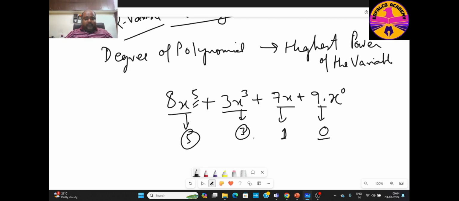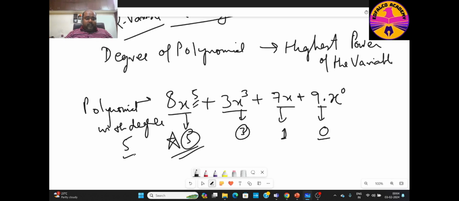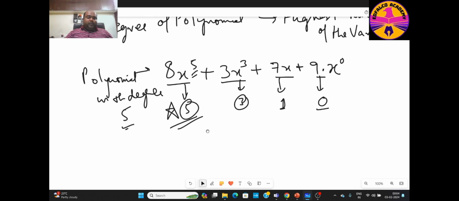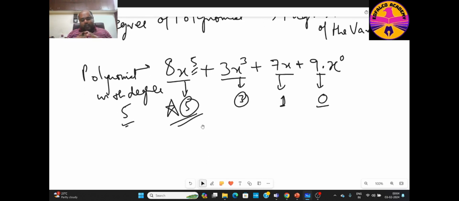So out of 5, 3, 1, 0, what is the highest power that it has? So we can say 5 is the highest power. So this is a polynomial with degree 5. With degree 5. So I think all the terms that are associated with the polynomial are now clear to us.